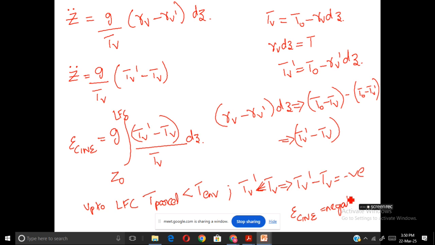That's why I told that this is a negative energy. This much energy needs to be provided for the parcel to cross this initial barrier. Once it reaches the level of free convection, without the help of any external agency, the parcel can move vertically upwards on its own. This is the convective inhibition energy.